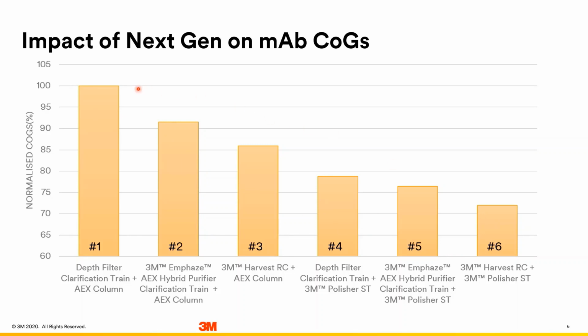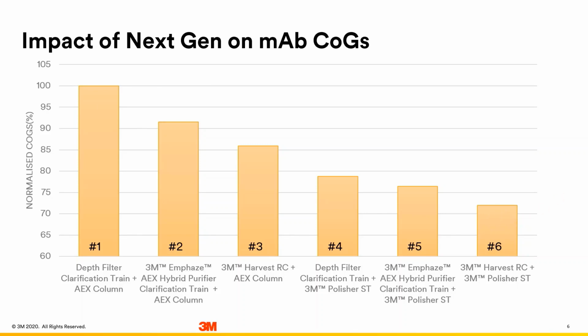And what we can see here is that there is a reduction in the cost of goods with each change that we make. Cost of goods are reducing with each change that we make, and overall the reduction in cost of goods between process 1 and process 6 is almost 30%.